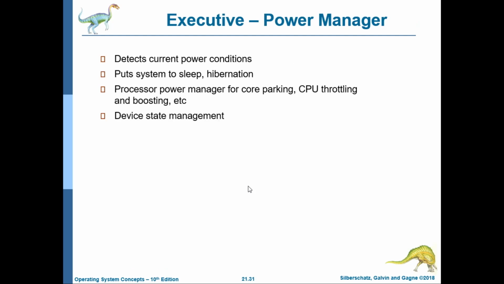Another one under executive is the power manager. It detects current power conditions and puts the system to sleep and hibernation. And then there is the processor power manager for core parking. Core parking is, for example, when you have an application that can run in just one core of your processor. What if your processor has four cores, and that application can only run on one of them? The other three cores can rest, stay idle or at low power consumption, instead of using all four cores for one application that can be processed by a single core.